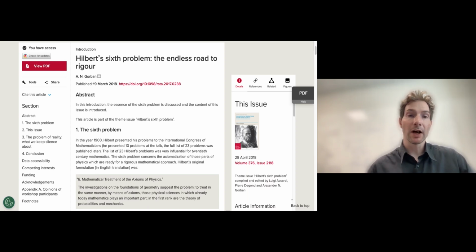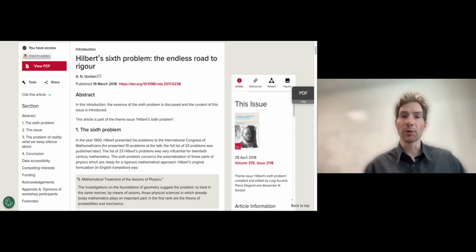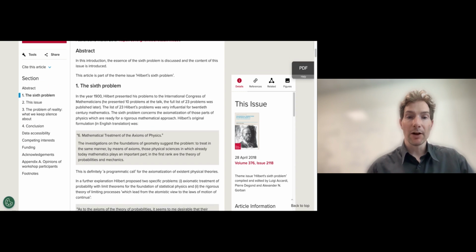Okay, so this particular article is a sort of opinion piece introducing the topic, and this is by Gorban. And as I said, this was published in 2018 and the title is Hilbert's sixth problem, The Endless Road to Rigor. Now, let's try to understand a bit what this is about. So I don't know if you can see, I hope you can see on the screen, but this is basically something that was set up in 1900, and Hilbert presented a series of 10 problems. Okay, so that's what is written here.